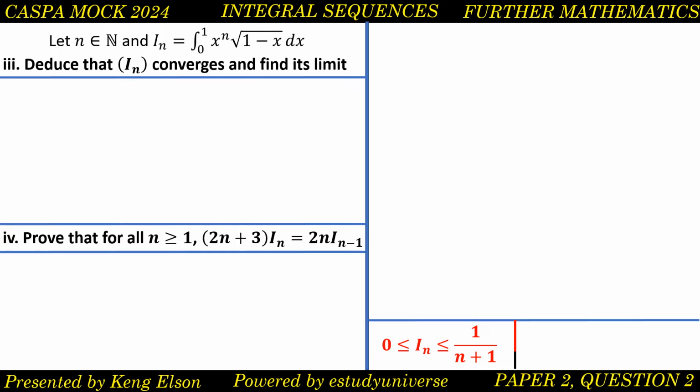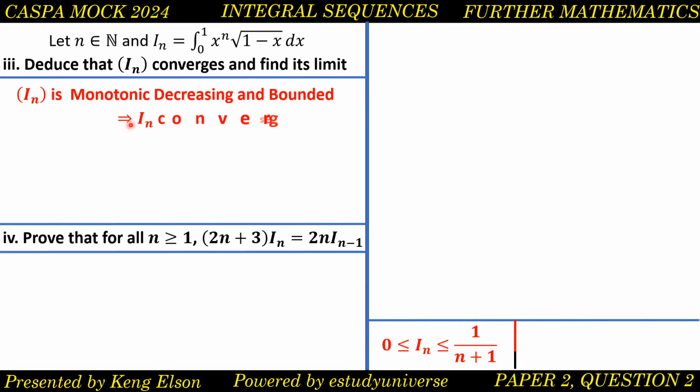Alright, so we have to deduce that the sequence I of n converges and we need to find its limit. So the convergence theorem simply says that if a sequence is monotonic and bounded, then it converges. Alright, we clearly saw that it is bounded. Recall, it is between 0 and 1 over n plus 1, and it is also decreasing as we proved. And since it is bounded and monotonic, whether increasing or decreasing, it clearly converges.